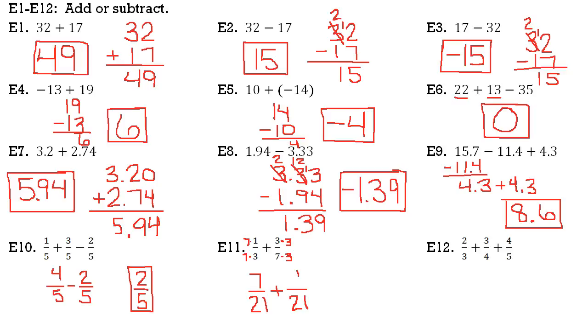3 times 3 is 9. So what we have here is 7/21 plus 9/21. And now that we have a common denominator, we can finish the deal.